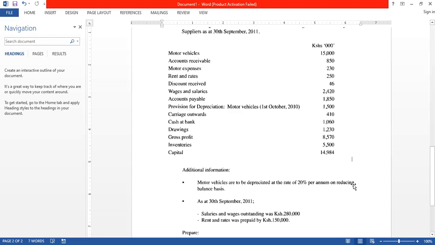Kindly note that when the question is telling you that it is depreciated on reducing balance, sometimes they cannot tell you on reducing, but they tell you on the net book value. You must take the cost of the asset minus the depreciation that is provided there. You get the net book value, and now you multiply by the percentage rate of depreciation. So that is what I mean here.